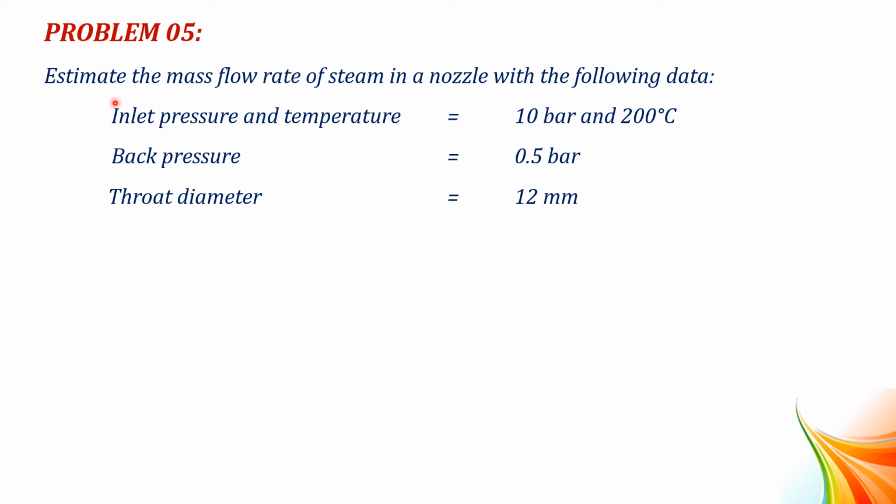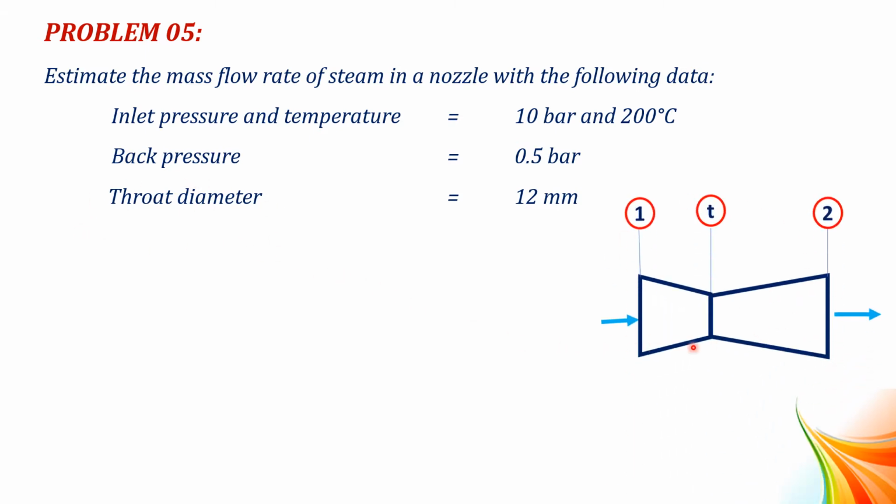Problem 5. Estimate the mass flow rate of steam in a nozzle with the following data. Inlet pressure and temperature equal to 10 bar and 200 degrees centigrade. Back pressure equal to 0.5 bar. Throat diameter equal to 12 millimeter. In this problem, the throat diameter is given, so we have to consider a convergent divergent nozzle.